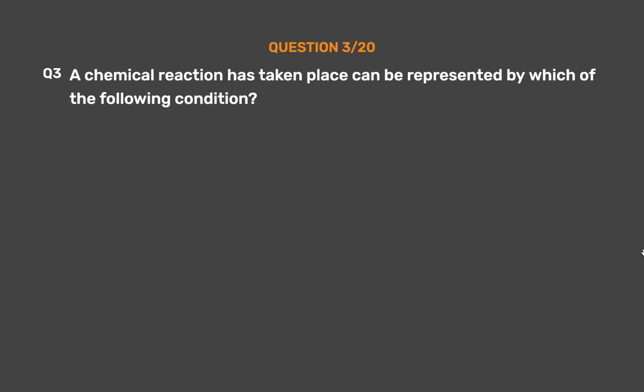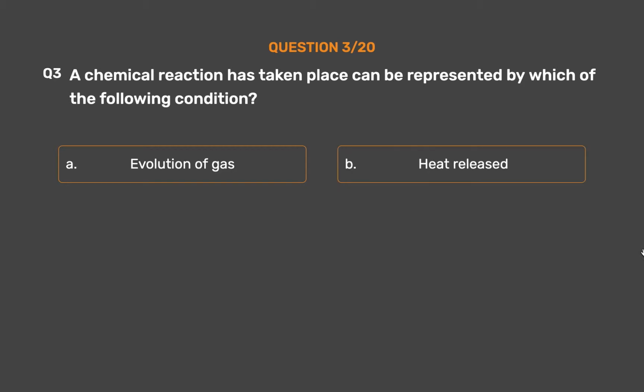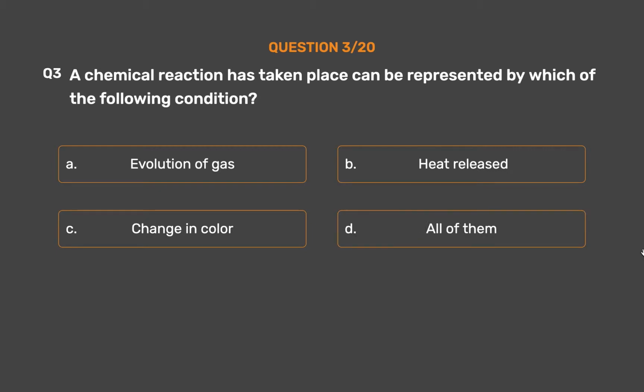Question number 3. A chemical reaction has taken place can be represented by which of the following condition? Option A. Evolution of gas. Option B. Heat released. Option C. Change in color. Option D. All of them.